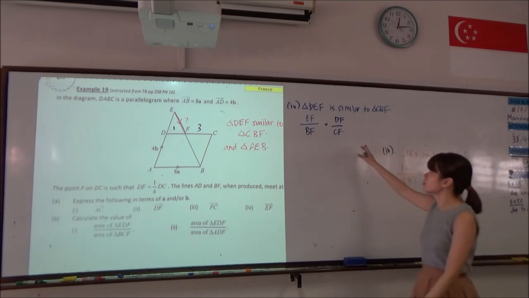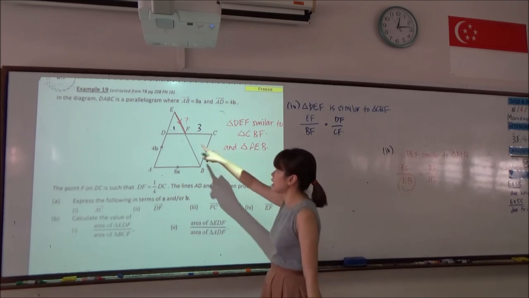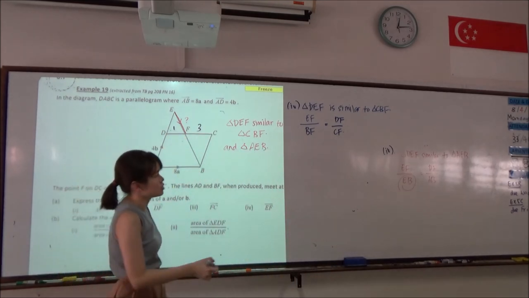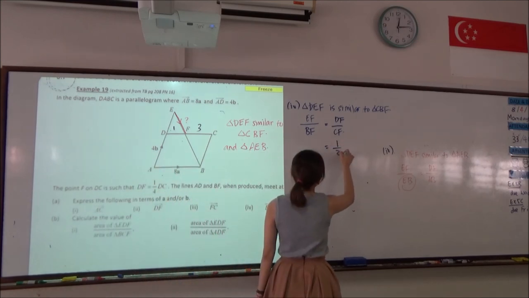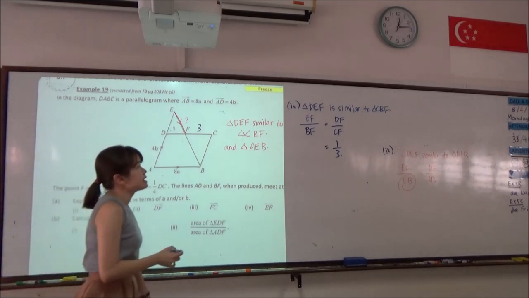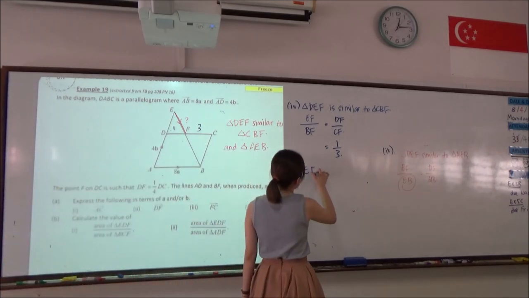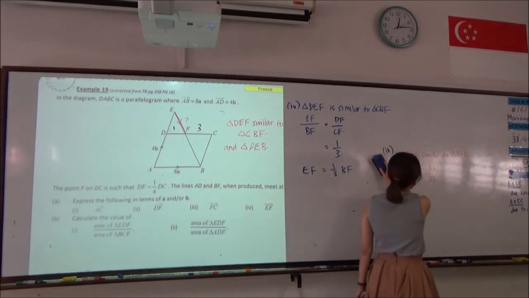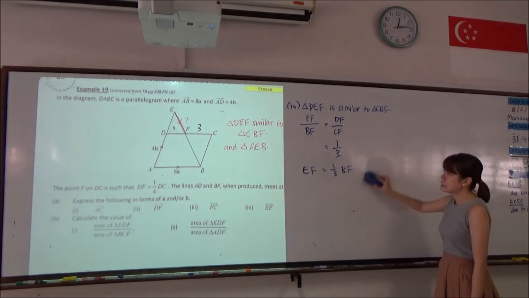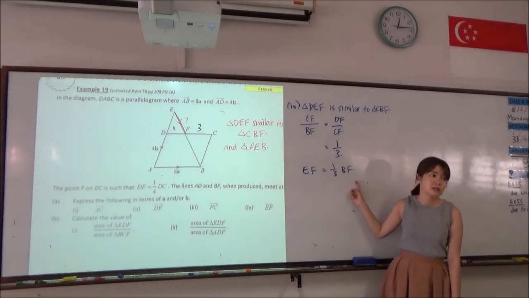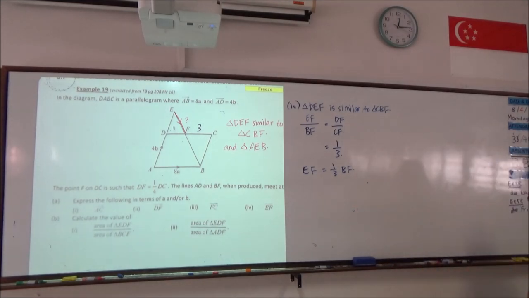Okay. So, DF to CF, we already know that the ratio is 1 is to 3. So therefore, this is equal to 1 over 3. That means that EF is equal to 1 third of BF. Take note that in this case, we're looking at the magnitudes. This refers to length. They do not refer to the vector itself.